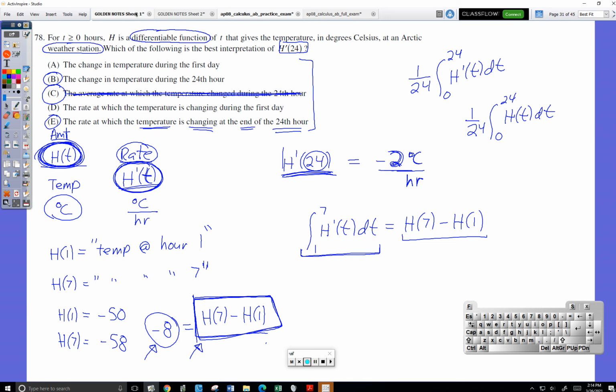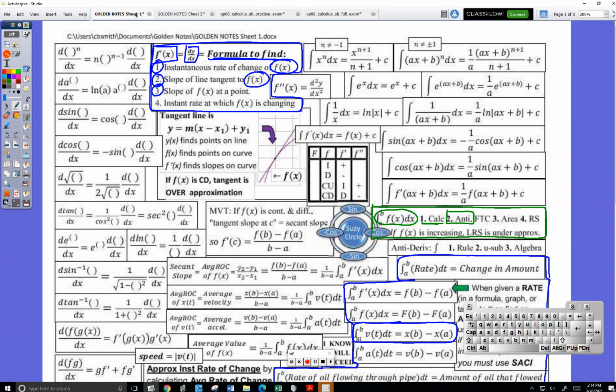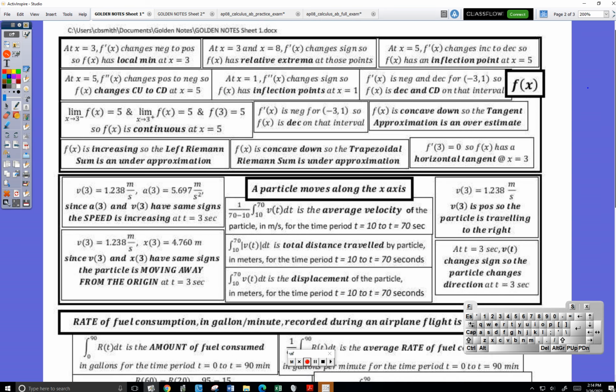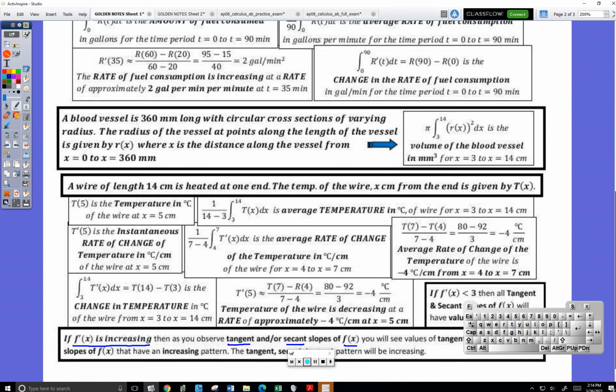In fact, I put something here on the golden notes to help you with that. If you go to sheet 1, the back side, down here, there's some examples of that exact idea. In fact, it's right here. This box is showing you if T represents temperature, they used H, but that would be the average temperature of something. And then this would be the average rate of change of the temperature. So I do test you on that. Does that make sense?